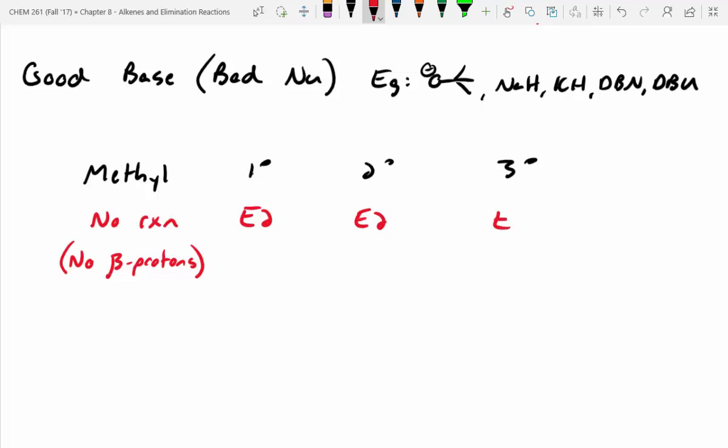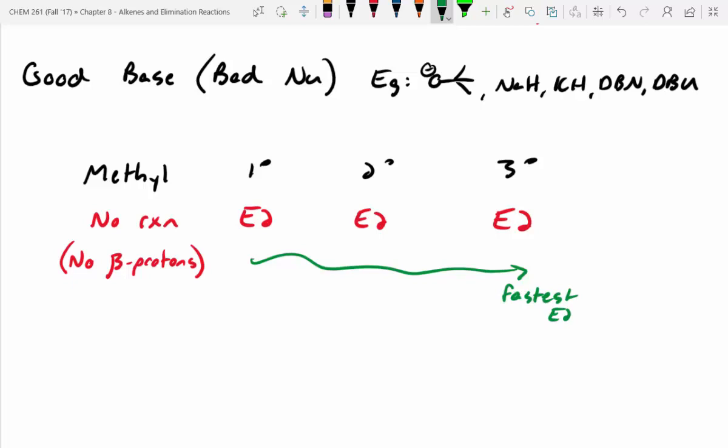E2. So a little bit redundant. Anytime you've got a strong base and you've got beta protons around, E2 is something you always need to consider, right? All right, these are all going to be E2. Which one's going to be the fastest reaction, primary, secondary, or tertiary, between all of these E2s? Yeah, tertiary. We said typically the more substituted alkenes are going to proceed at a faster rate, so this would be the faster E2.